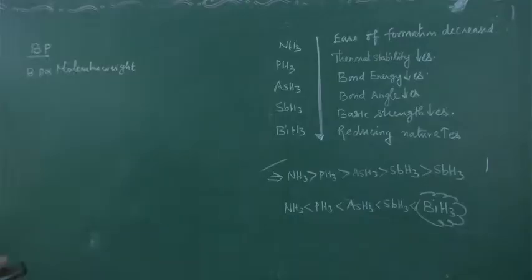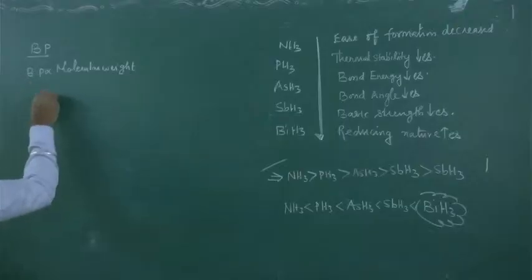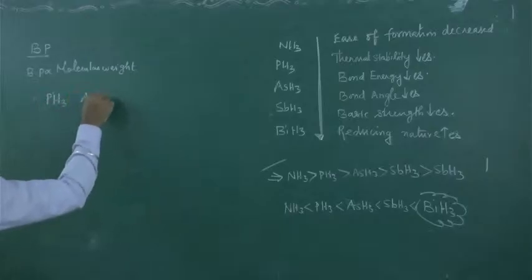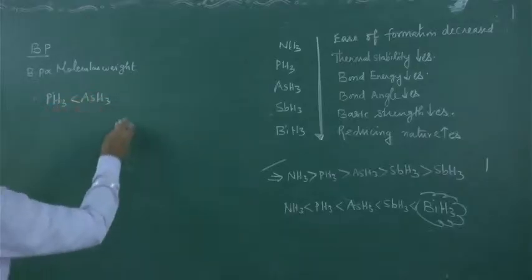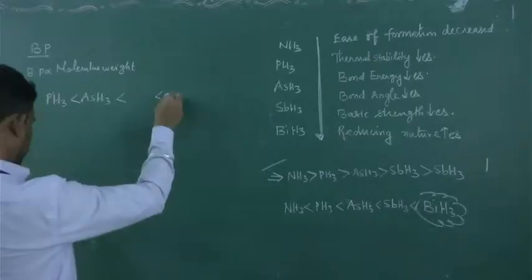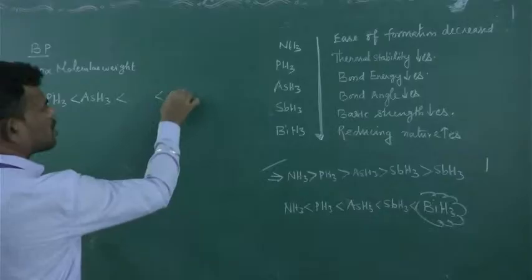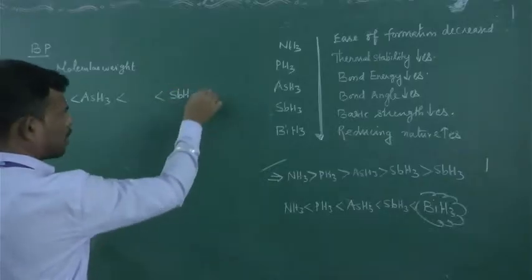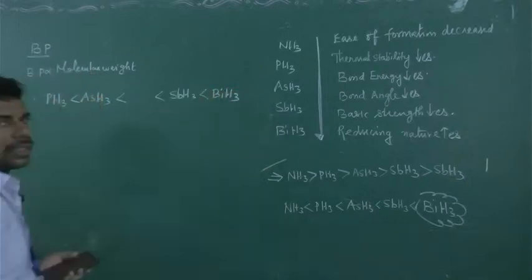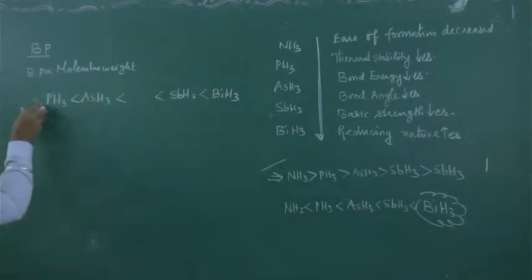Is it clear? So write the correct order. So this is going to be PH3, arsenic hydride. Down the group போறோம், molecular mass increase ஆகுது. Next, antimony hydride and bismuth hydride. Is it clear? Please note this. Actually in the ammonia எங்க இருந்திருக்கும்? Down the group போகும்போது molecular mass increase, molecular mass increase ஆச்சுன்னா boiling point increase ஆகும்.